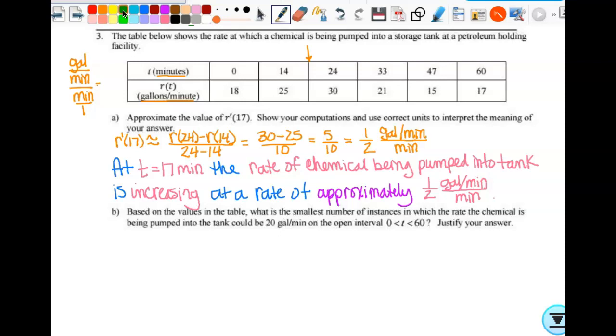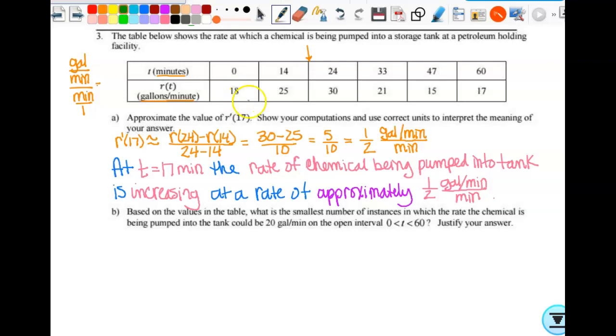IVT, okay? So, continuous, okay, but hang on, because this is a little bit different. It's not saying, is there an instant? It says, what is the smallest number of instances, which implies there could be more than one, right? So looking at that table, how many instances do you think you could say for sure have to happen when it's 20 gallons per minute? I see 2, right?